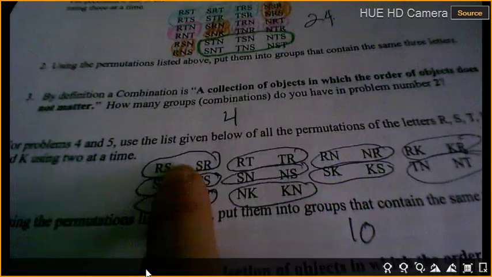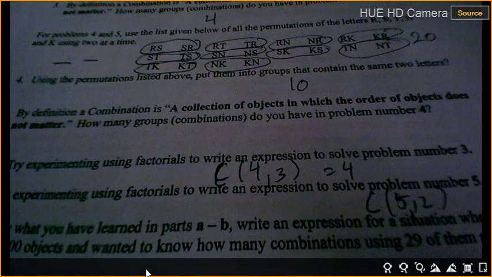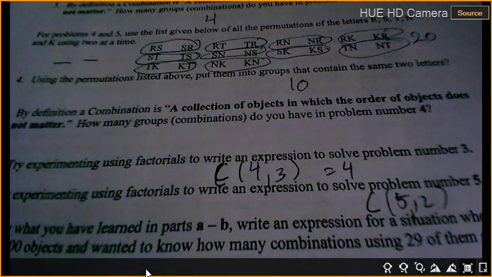Like this. So there's just 2 slots, okay? And I can put 5 different letters in the first one, 5 different letters in the second one, okay? So it's 5, comma 2. 5 different possibilities, but I can only take 2 at a time.